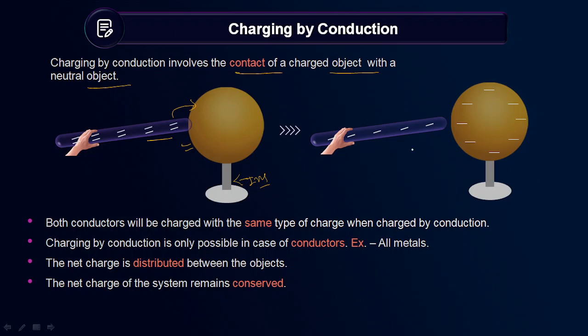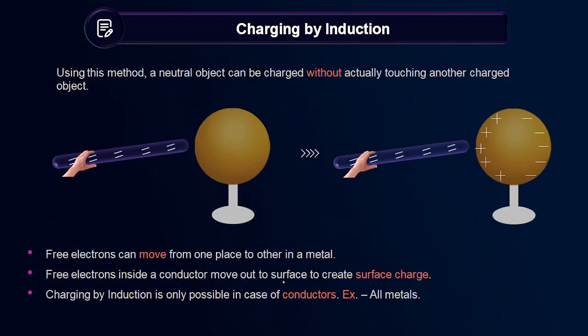Now when we bring them in contact, some electrons get transferred to the neutral body and both will get the same charge. So both conductors will be charged with the same type of charge when charged by conduction, and charging by conduction is only possible in case of conductors, in case of all metals, right? The net charge is distributed between the objects and the net charge of the system remains conserved. So the net charge of the system in this case also will be constant.